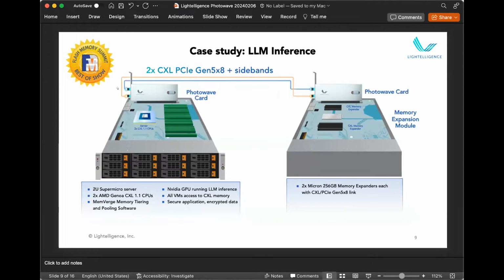Okay, so let's talk about the case study a little bit. We provided this demonstration at the Flash Memory Summit last August. We won a Best of Show for this demonstration.